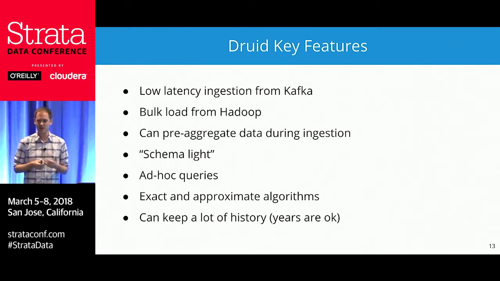A lot of times, it's not possible to get exact answers sub-second, even with a system as powerful as Druid. So we use approximations for those kinds of features. We do support exact responses. So you may find something like, I can do an approximate count in less than a second, and an exact count might take me 20 seconds. I do that offline. You can also keep a lot of history in Druid. Years of history are OK. So it's not what I would call a purely real-time system. It's a system that supports real-time data loads, but it also supports storing a lot of historical data in the same system.